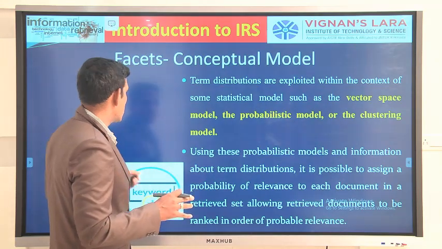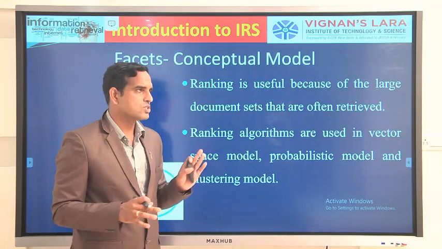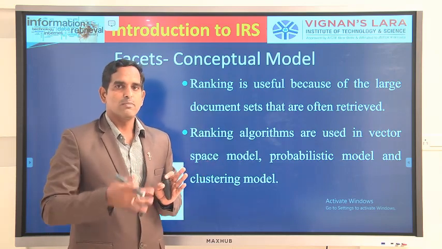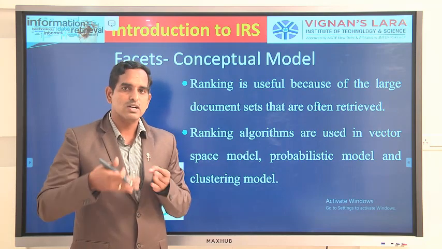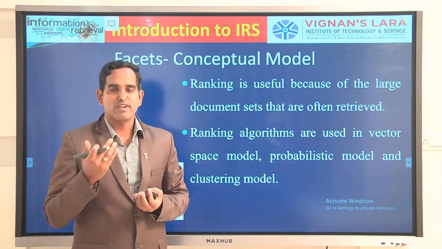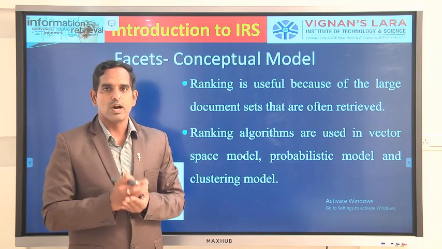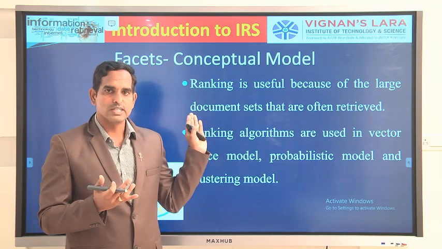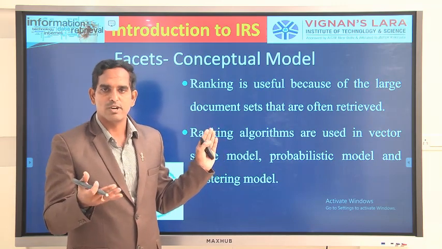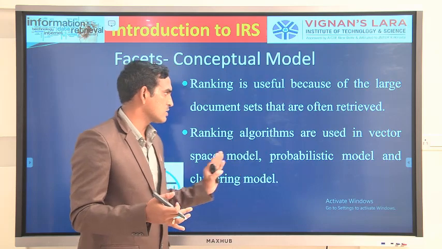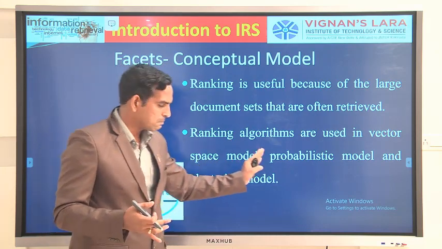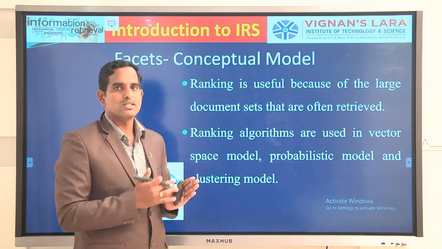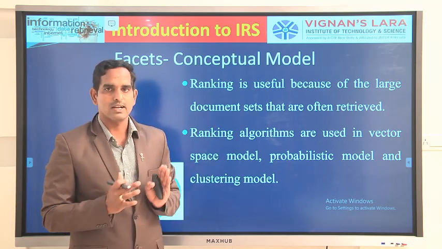Okay, so among these, the ranking is useful because of the large document sets that are often retrieved. We'll be retrieving a large number of documents. Among these documents, to find out which are the most relevant, you have to rank each and every document. This ranking will be done, as I told you, by using the term frequency present for your document. The ranking algorithms are used in the vector space model, probabilistic model, and the clustering model. All these three models will be using these ranking algorithms.